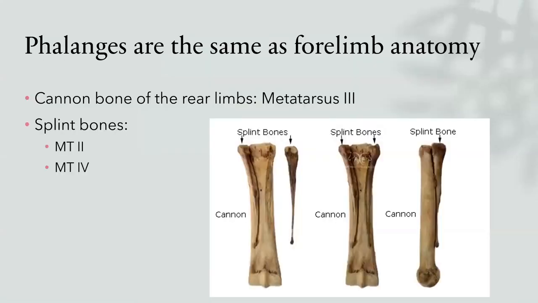Meta kind of means below, anatomically, or beneath. So this is the bone that comes under or below the tarsus. All right, so we're gonna have those same two splint bones, but they're gonna be called metatarsal bones instead of metacarpal bones. So metatarsal 2 and metatarsal 4 are gonna go right next to that metatarsal 3 or hind limb cannon. All right, so you can kind of see those in different angles on that screen there.